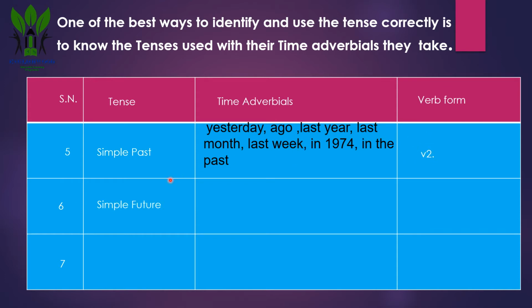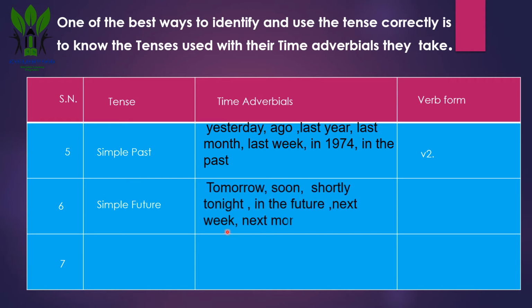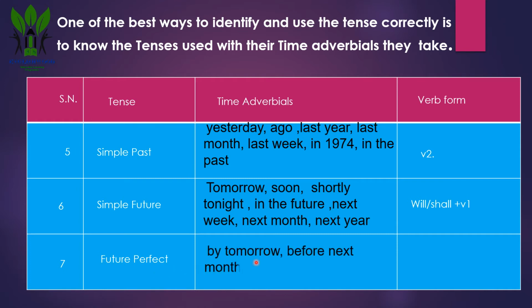All right, then simple future: tomorrow, soon, shortly, tonight, in the future, next week, next month, next year. Then use will plus verb 1. Future perfect tense: by tomorrow, by next month, before next month, by this time next year. Then will have been plus verb 3.